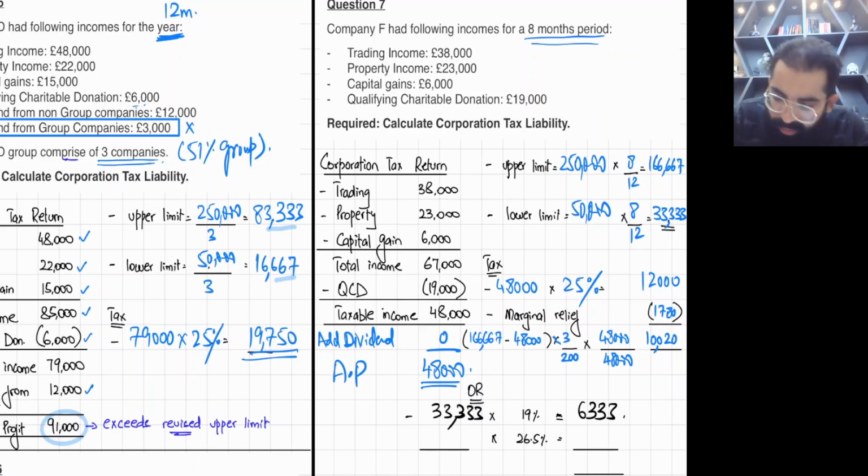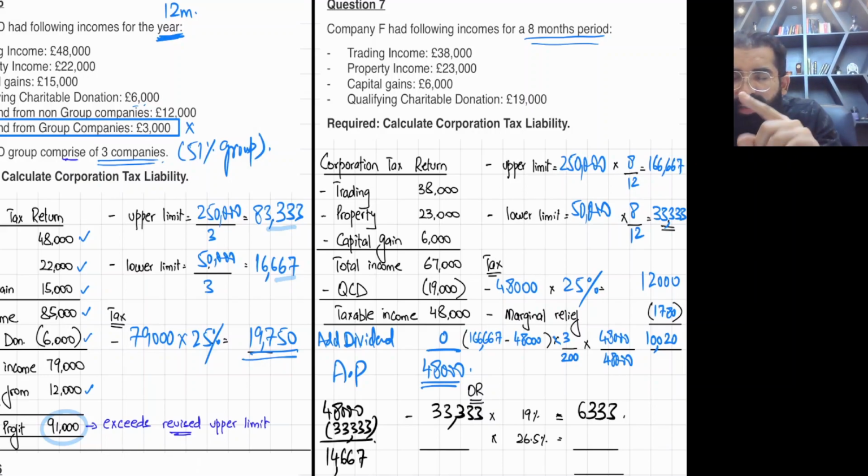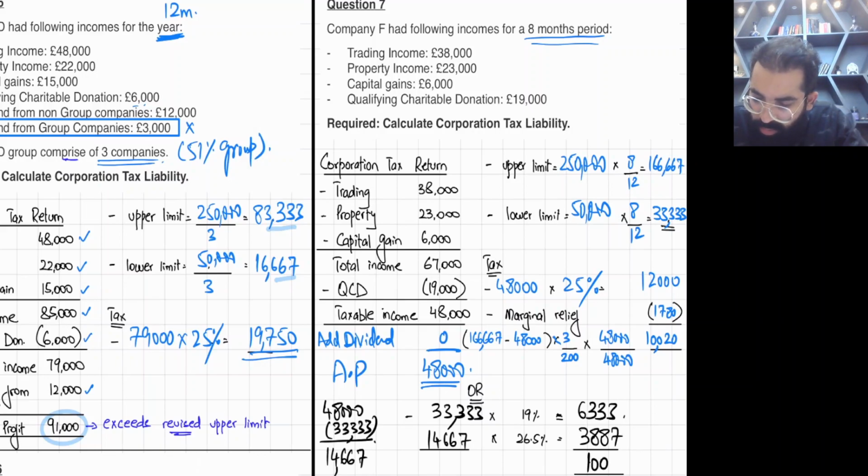Okay, listen students, out of 48,000 you have calculated tax on 33,333. Now how much is left? 14,667. Now see the revised limits: this 14,667 lies between the lower limit and the upper limit. So on this 14,667 you can apply the rate of 26.5%. Please apply it. It will be 3,887. Now please add it. It will be 10,020.